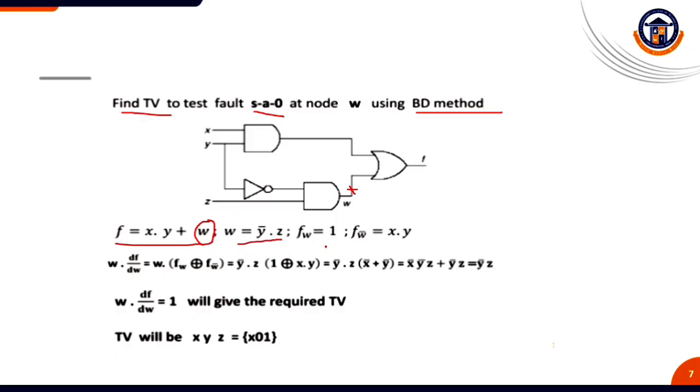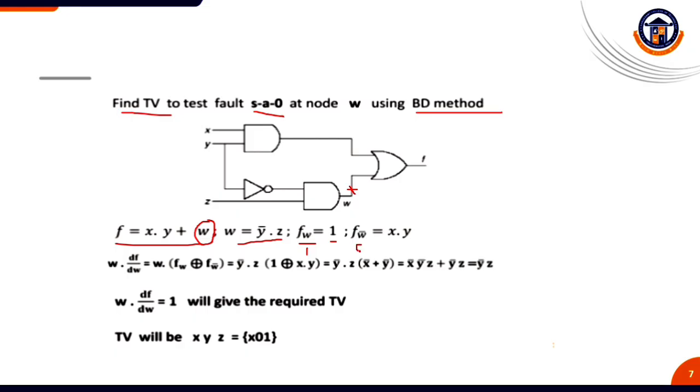As usual, we can compute fw. What do you mean by fw? In our expression, we substitute w equal to 1. So w equal to 1 means x dot y plus 1 equal to, what is the value? 1 plus anything, the answer is 1, according to the Boolean law. So fw is 1.